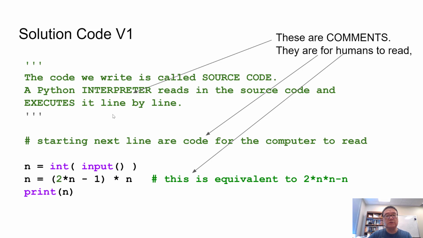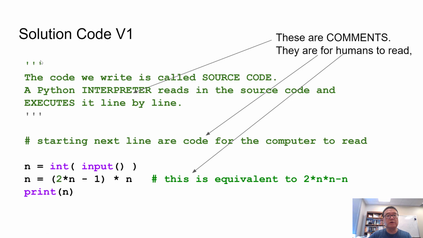There are two kinds of comments. There are two ways to specify a comment. A single line comment will start with this sharp sign, and it will end at the end of the line. So for example, here, this part is a comment. The computer basically ignores the comment, so it processes the rest of the code.